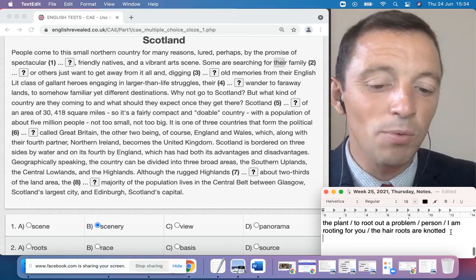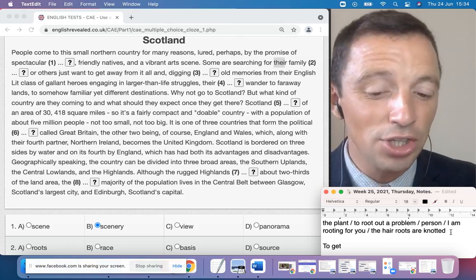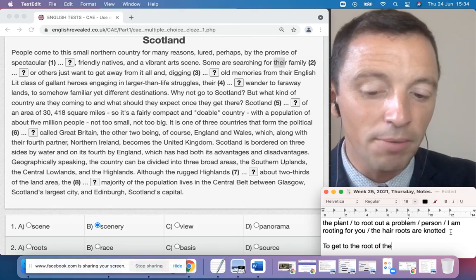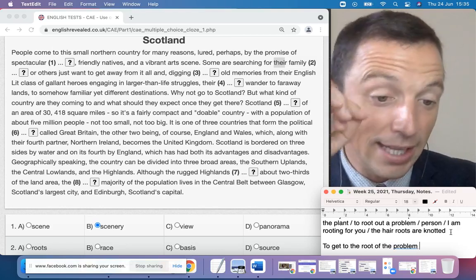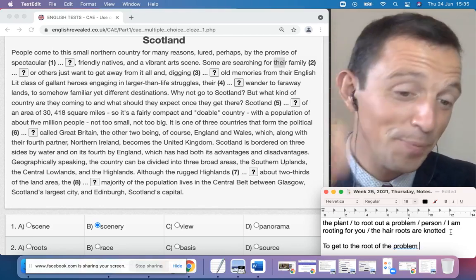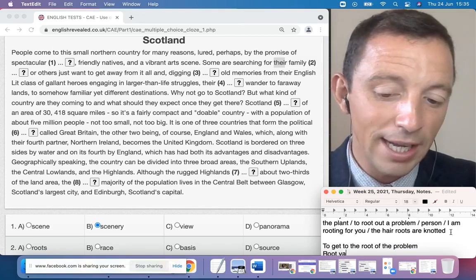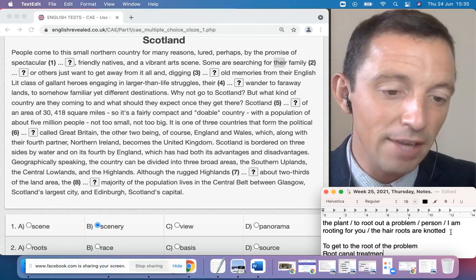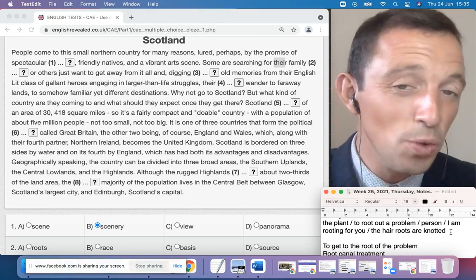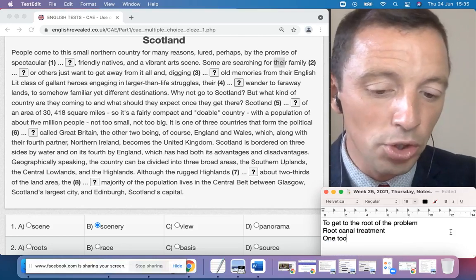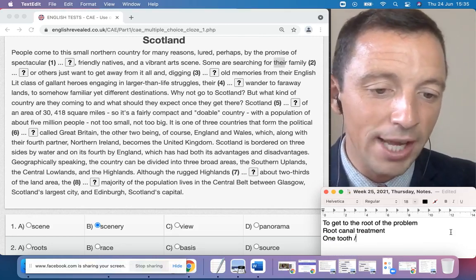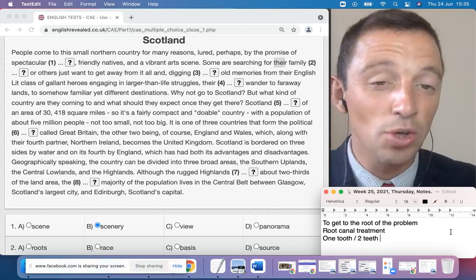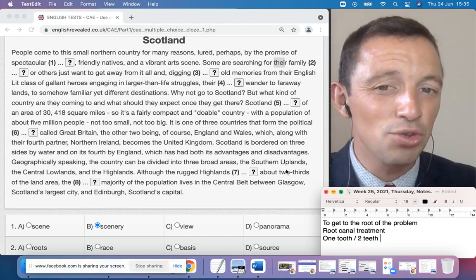Okay, and we also say, obviously, to get to the root of the problem. Okay, and that is very, very typical. And finally, we say maybe root canal treatment, which is typical for your teeth. If you have a problem in your tooth, singular, remember one tooth, and maybe 3 or 2 teeth, so you need to get root canal treatment. It is very typical.